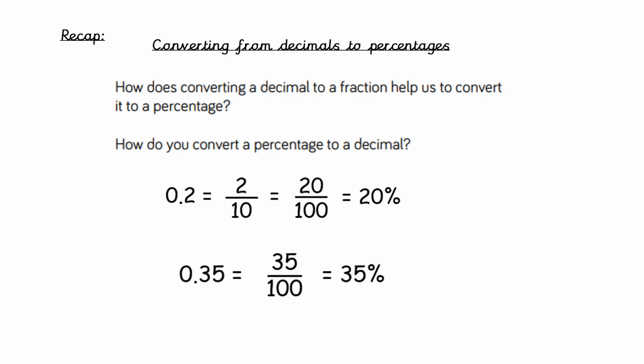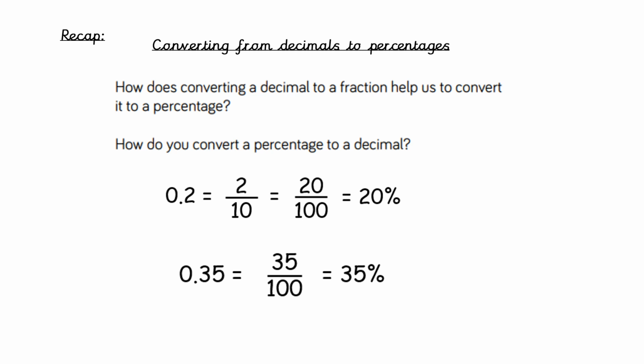So a recap now of converting from decimals to percentages. So we've just done converting from fractions to percentages. Now we're going to add an extra step. So we're going to do a decimal point, then a fraction, then a percentage. Okay, so it says, how does converting a decimal to a fraction help us to convert it into a percentage? Well, first of all, if we convert it into a fraction, we can see what it is out of 100, and then that makes it a little bit easier.